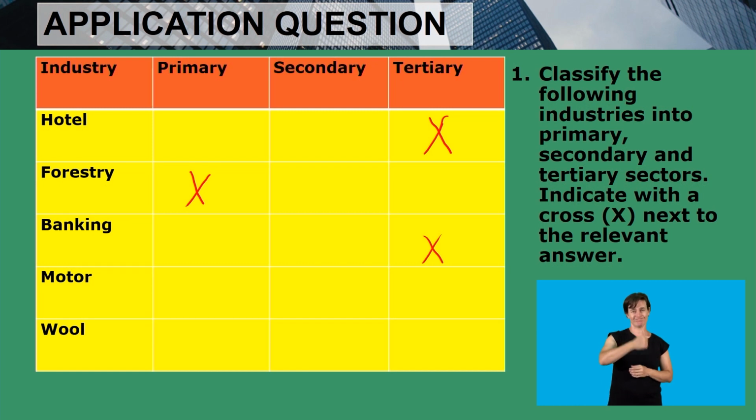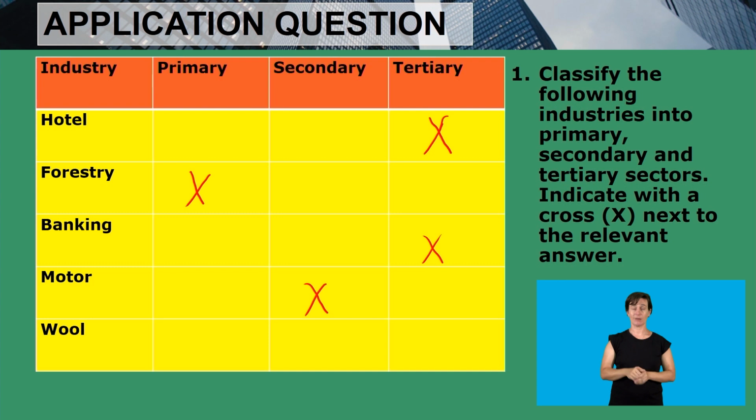Then here's a motto. Where do we find our motto? Do we find it under primary, under secondary, under tertiary? It is manufactured in the secondary sector. So we'll put a cross under the secondary sector.